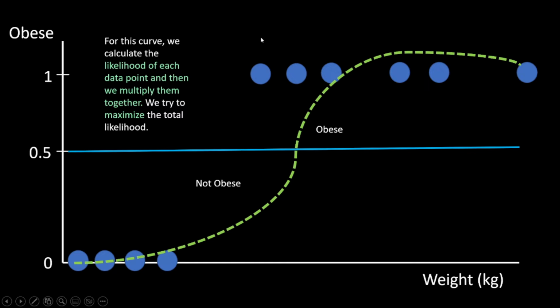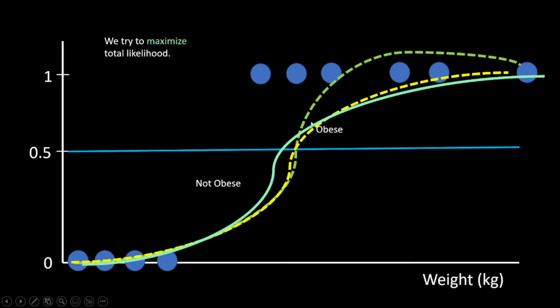So what do I mean by that? For example, we have a data point here. We can get the weight here, and then we can use this curve to predict the likelihood. And we're trying to maximize this, right? We're getting this likelihood, we are multiplying it by the next likelihood, and we're trying to maximize the total likelihood.